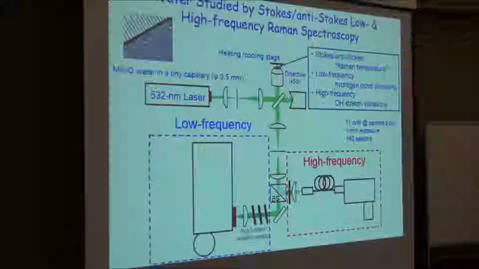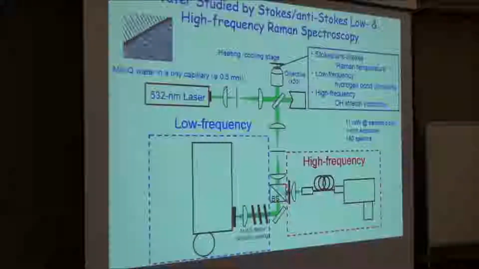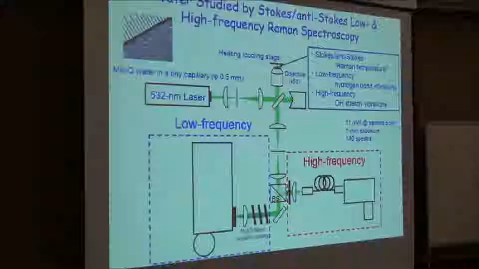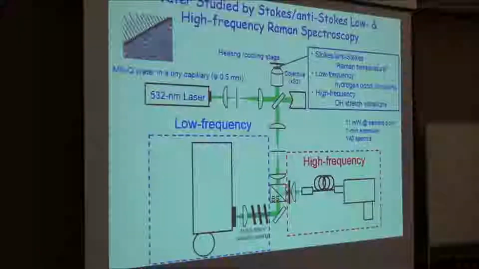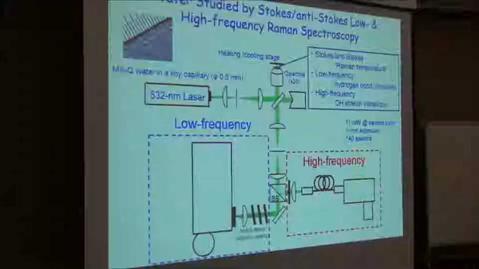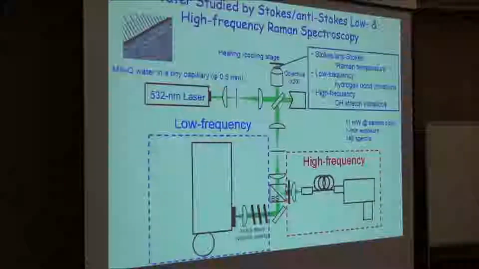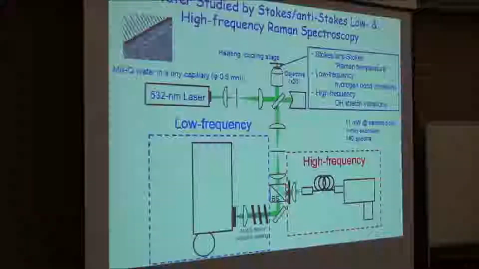Now the apparatus, very briefly. We measure milky water in a capillary, and we use a 532 nanometer laser for excitation. We have two spectrometers separately measuring the low frequency region and the high frequency region. In the low frequency region, we measure not only Stokes but also anti-Stokes to know the temperature of the system. And of course, in the low frequency region, we have the intermolecular hydrogen bonded vibration. We expect intermolecular vibrations. In the high frequency region, we see the OH stretching region. We measure the two regions of the Raman scattering separately.